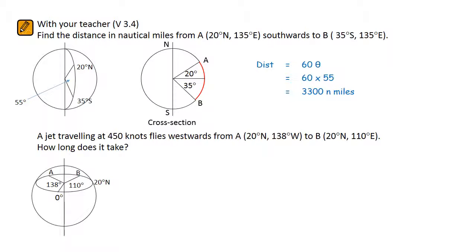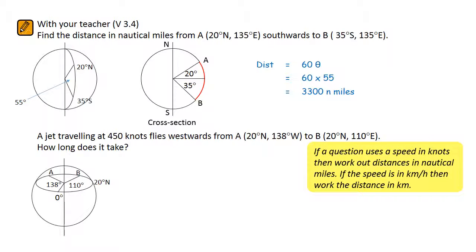In the second question, we were asked to find the time involved in a flight and were given a speed of 450 knots. It is always important to read each question carefully, as some questions are written in knots and others are in kilometres per hour. If the speed is in kilometres per hour, then you want the distance in kilometres. But if, as in this example, the speed is in knots, then you want the distance to be in nautical miles. This question involves east-west travel, so a plan view diagram is appropriate.